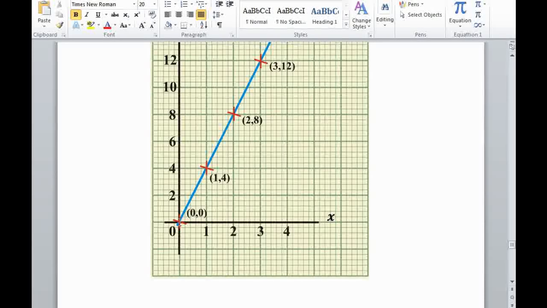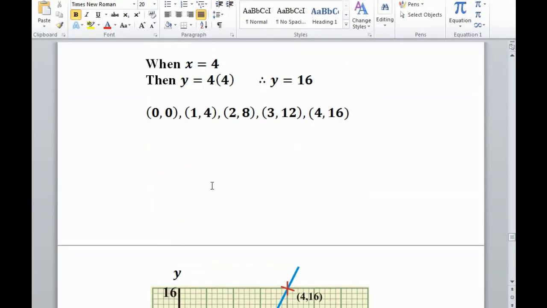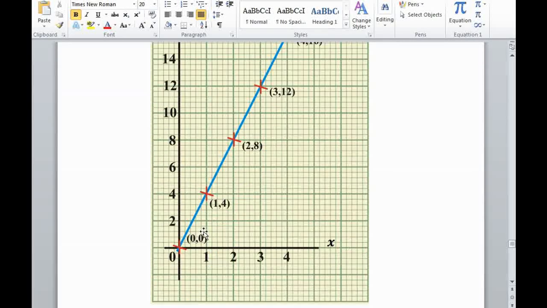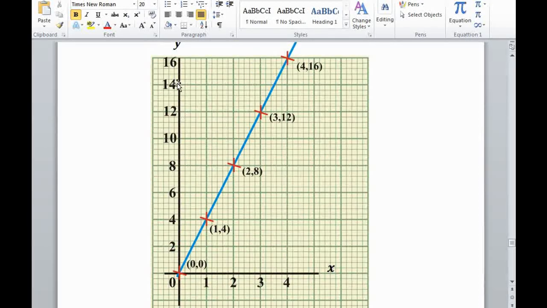Same as, I'm going to take one large square equals 2 units on the y-axis, the vertical line. In these ordered pairs, the y coordinates are 0, 4, 8, 12 and 16. Since I'm taking one large square equals 2 units on the y-axis, first is 0, which is the origin, then 2, 4, 6, 8, 10, 12, 14, 16. You can take 18, 20, 22 and so on.